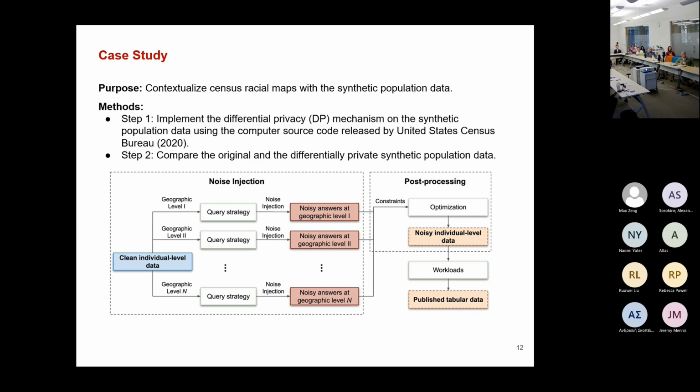So first, we inject the noise into the synthetic microdata. The noise is injected into microdata at different geographic levels. And then in the second step, we process data at different geographic levels to ensure that they're consistent with each other. And so the second step of our process is that we map the original synthetic population data and the differentially private population data, to examine how differential privacy can affect maps with census data, and how we can better interpret maps with census data.